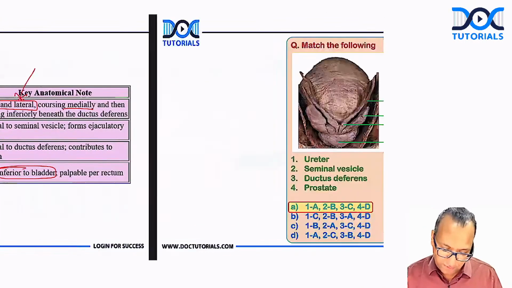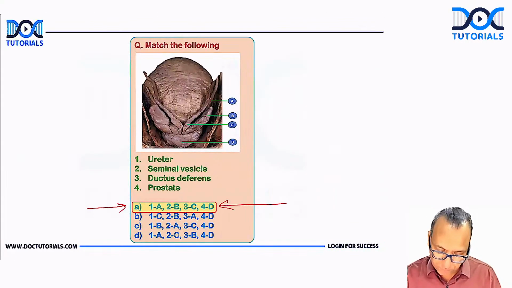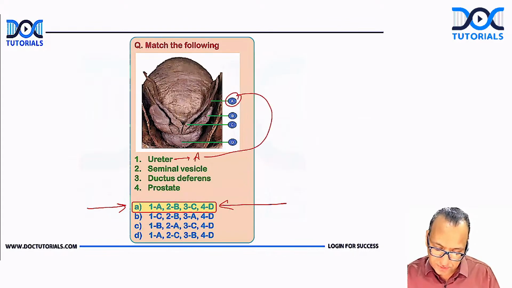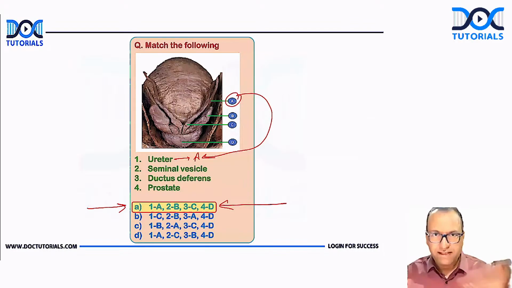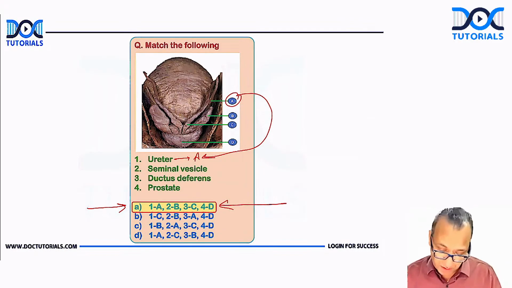And we have already identified, so your answer should be 1 is A. Ureter is A. As you can see, this is the ureter. So like that, you can do the matching and try, and choice A will be the perfect match.